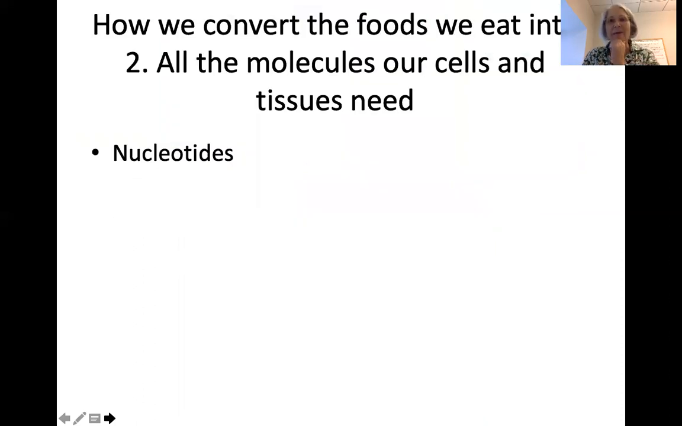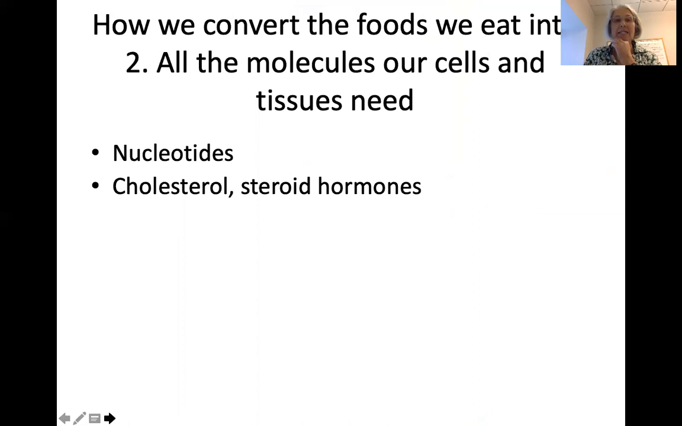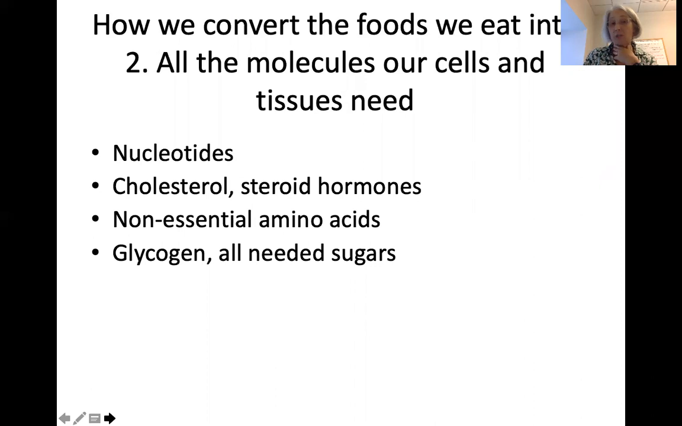The second thing in metabolism is, how do we make all the molecules that our cells and tissues need, like the nucleotides, like cholesterol and the steroid hormones? We have pathways to do that. All the non-essential amino acids, glycogen, so storage form of sugar, and all needed sugars. You may recall that there are no essential sugars. There are no sugars that we have to get from our diet. We can synthesize every sugar that we need in the body.